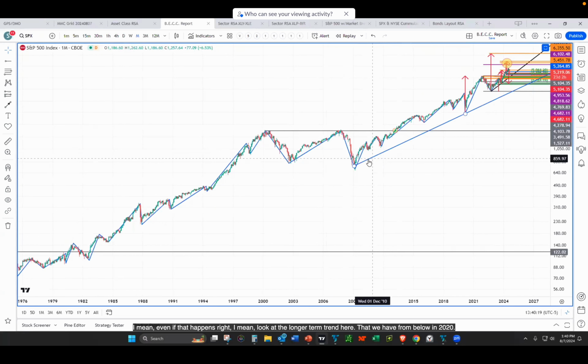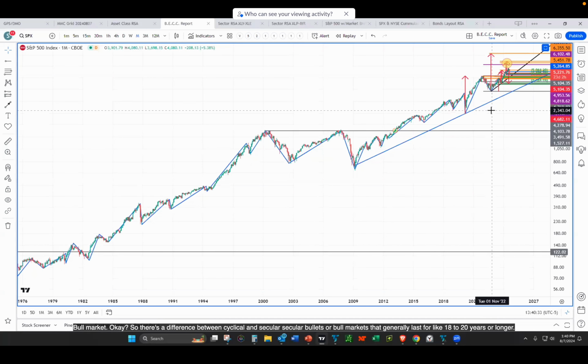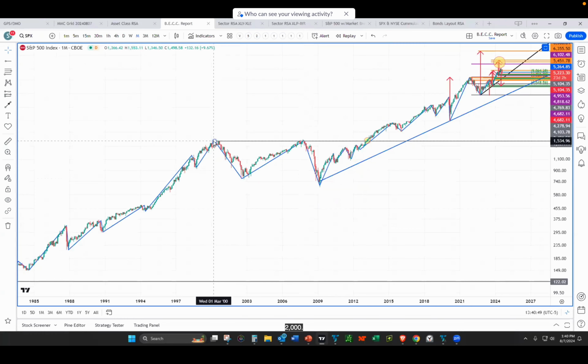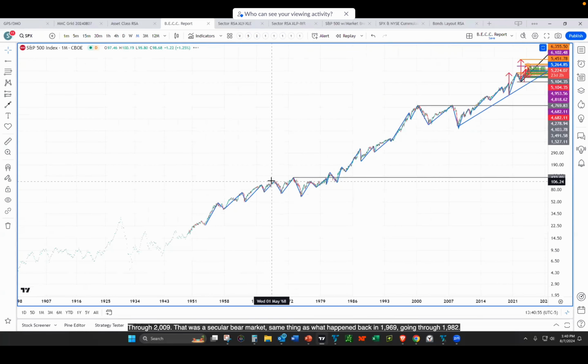Look at the longer term trend here that we have from the lows in 2009, lows in 2020. We would still technically be in what we've been in since 2013, which is a secular bull market. Okay, so there's a difference between cyclical and secular. Secular bull markets are bull markets that generally last for like 18 to 20 years or longer. Back in 2021, going through 2022, that was a cyclical bear market, as opposed to 2000 through 2009, that was a secular bear market. Same thing as what happened back in 1969 going through 1982.